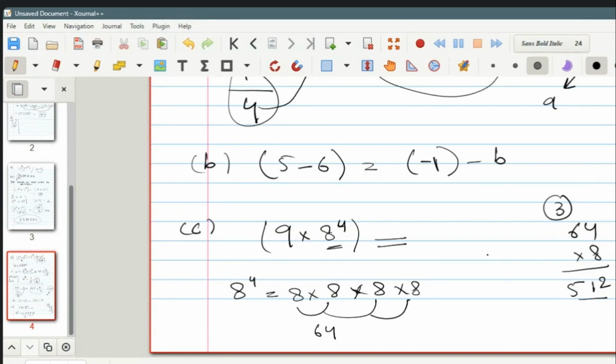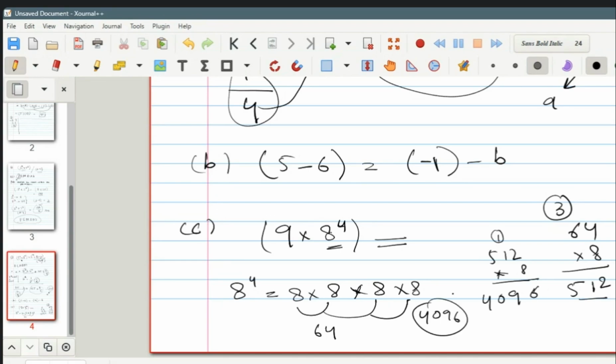Now again multiply the 512 with the 8. It will now give us your answer. Okay, 8 multiplied by 2 is what? 16. 6 and 1 will carry. 8 multiplied by 1, 8 and 1 is 9. Okay, and 8 multiplied by 5 is 40. Okay, it gives us 4096.